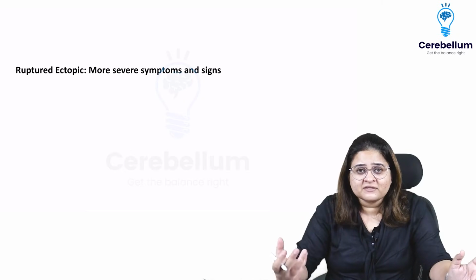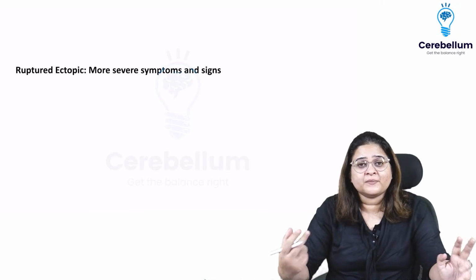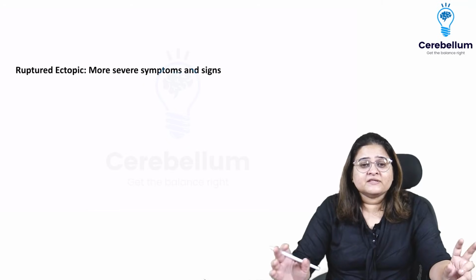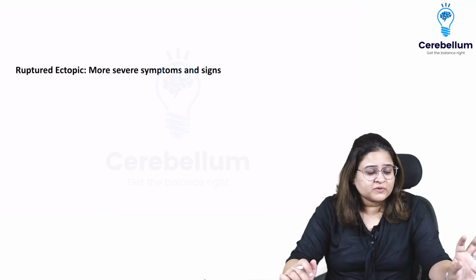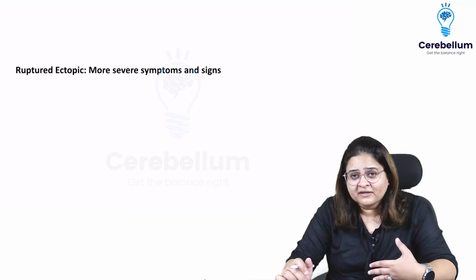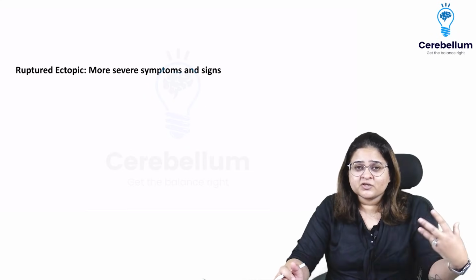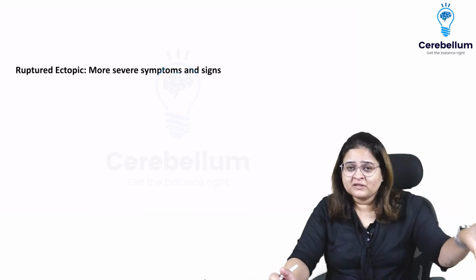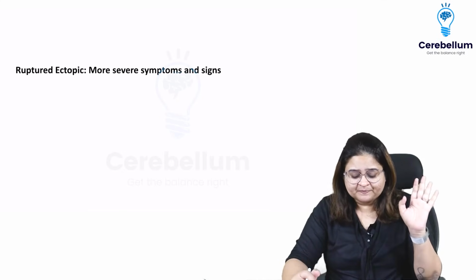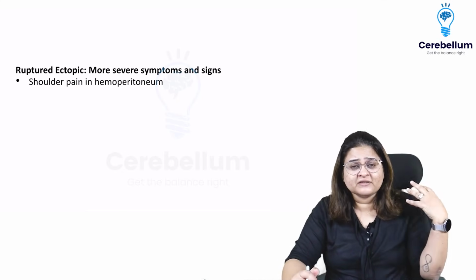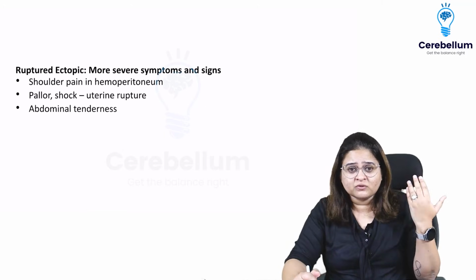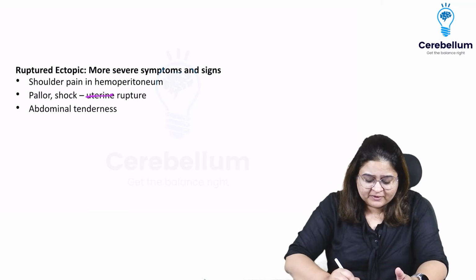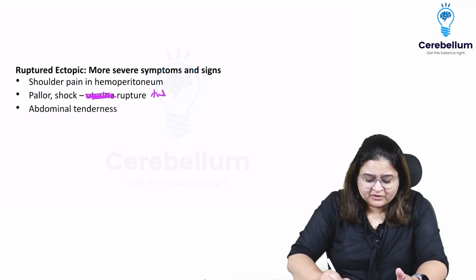Now, if the examiner wants to ask you a ruptured ectopic clinical scenario, the symptoms and signs are going to be more severe. This patient is going to be in shock. There's going to be hypotension, tachycardia, guarding, rigidity of the abdomen. Patient is going to look pale, of course, with the classical triad of symptoms. Apart from that, there'll be even shoulder pain if there's significant hemoperitoneum, pallor, shock. I told you uterine rupture, sorry, please correct this. This is tubal rupture.